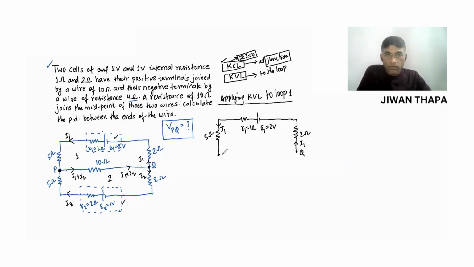Now, if you see the branch PQ, this is P, this is Q. Then in this part, that is PQ, we have current I1 plus I2 flowing from P to Q. Now we are going to apply KVL, and it states that for a closed path, summation V equals 0.